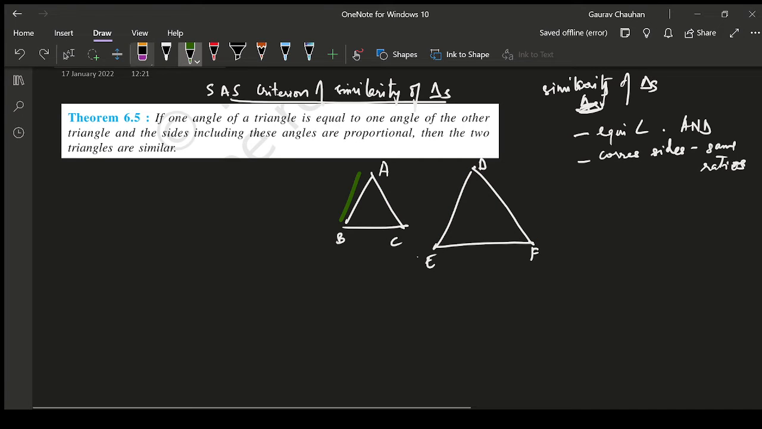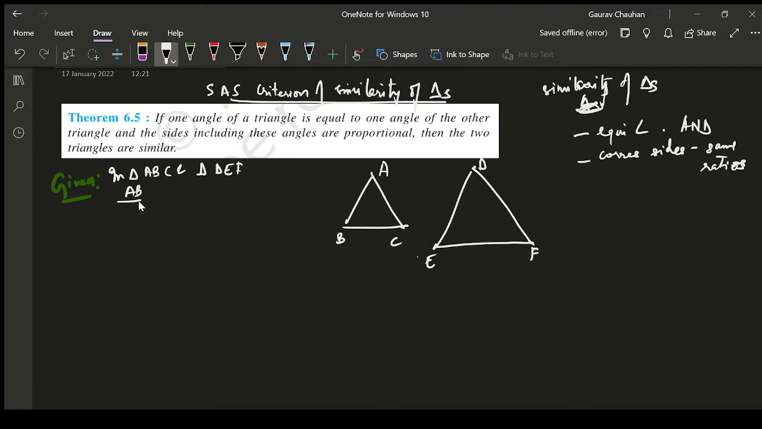That's essentially written as, let me write the given down right now. Okay, so we have in triangle ABC and triangle DEF, AB by DE equal to AC by DF, and we also have angle A equal to angle D. Okay, this is given. Then we have to prove that basically triangle ABC is similar to triangle DEF. All right, that's what we have to prove.